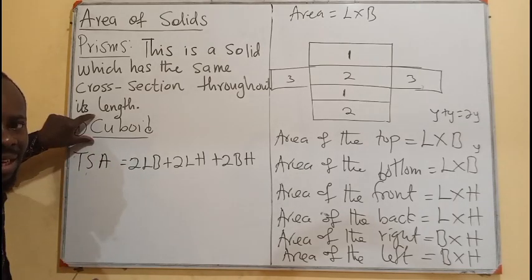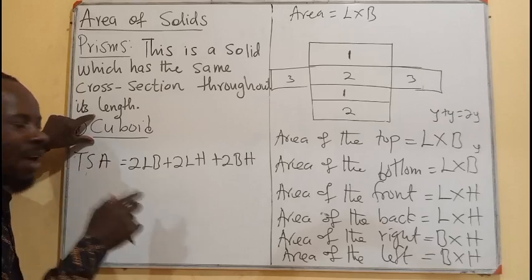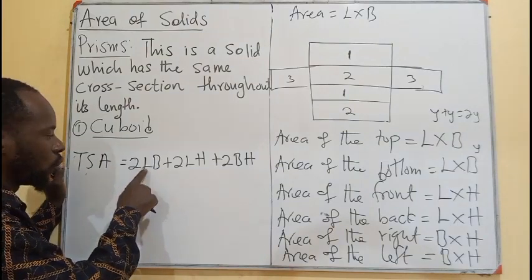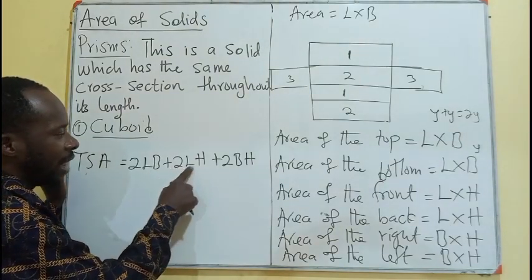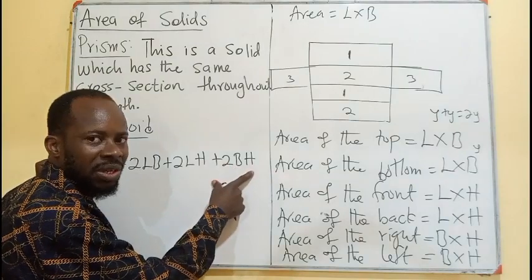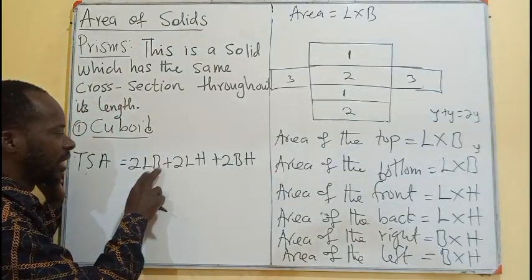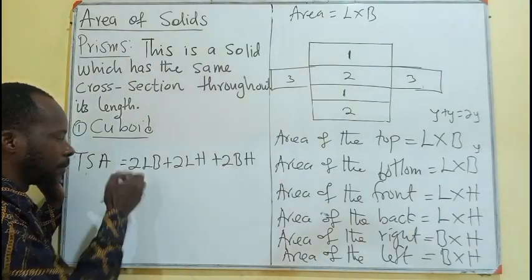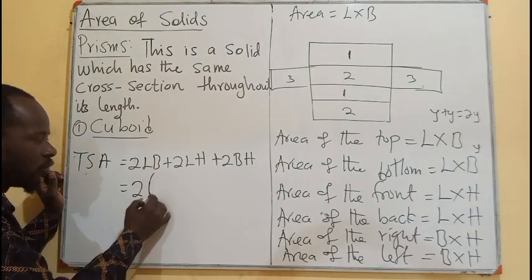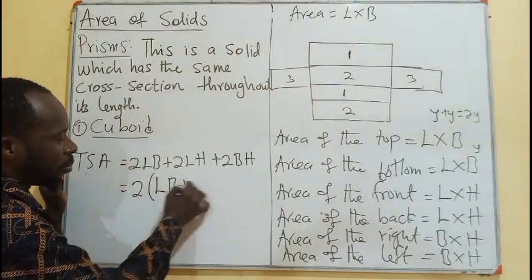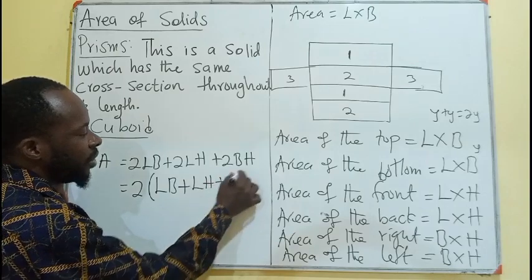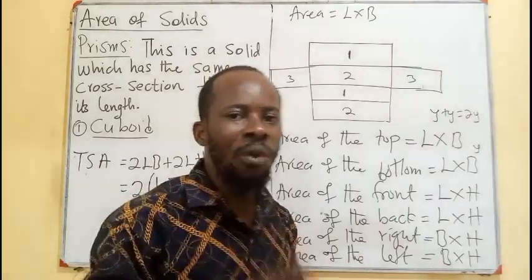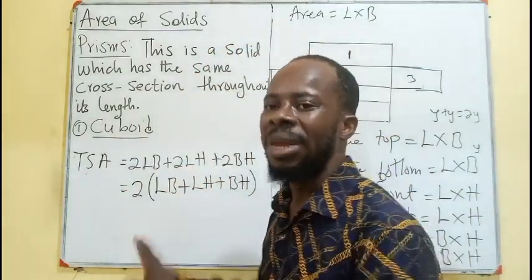So this is what we call the total surface area of a cuboid, or better still, of a rectangular prism. We are having 2LB, 2LH, 2BH. And we know that if all of these were to be variables, we are going to factorize the 2 out as the common term. So that gives us 2 into bracket LB plus LH plus BH. So the total surface area of a cuboid can be calculated using this formula.